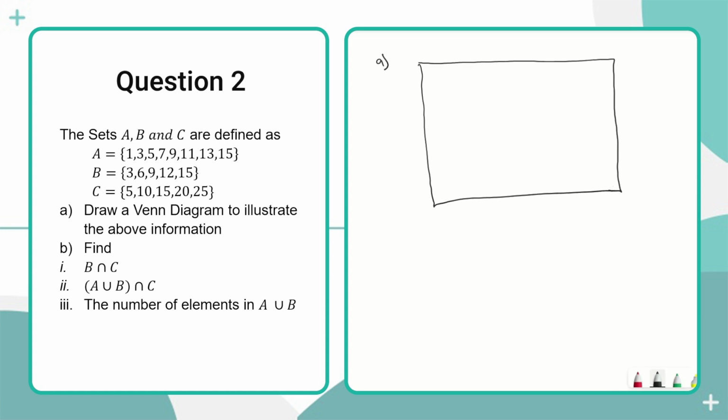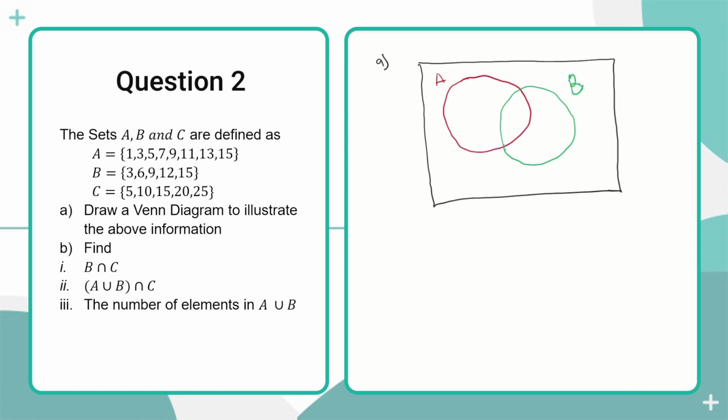Now, the sets described are A, B, and C. So we can represent our A with a circle, right? And then we can represent our B with another circle. Now, when we consider A and B, realize that there are common elements in A and in B. So there is 3 in A, there is 3 in B, right? And then there is also 15 in A, there is 15 in B. So it means that there will be an intersection. So we can intersect the A and the B, right? So this can be our B, and then we can have our A here, right?